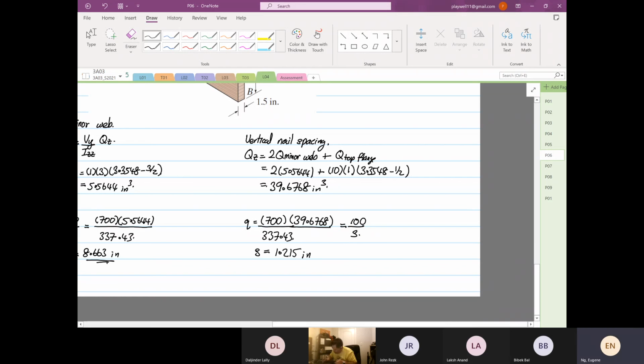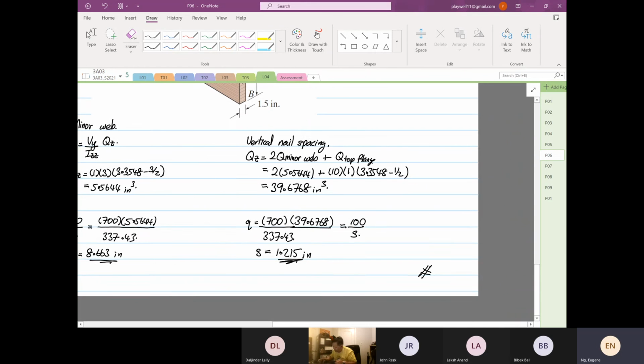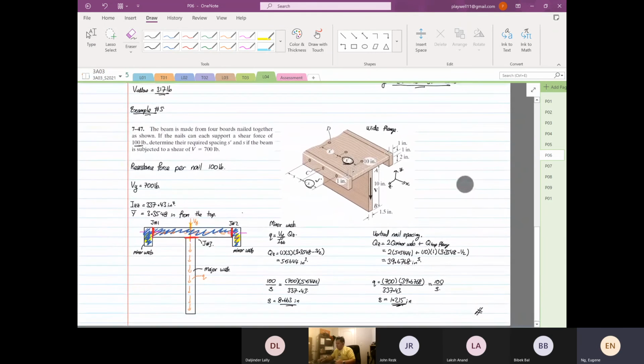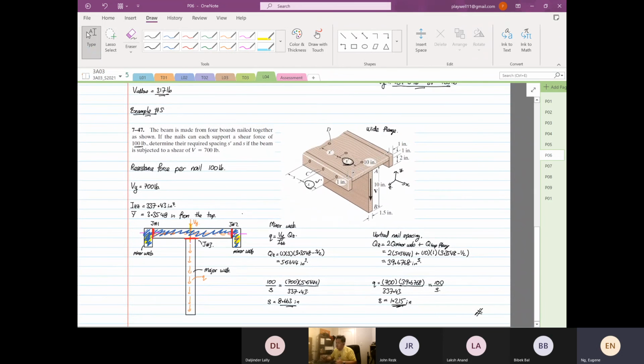or 1.215 inches spacing. Okay, so this is where I'm going to end today. It's the analysis to determine how to calculate the first moment of area.